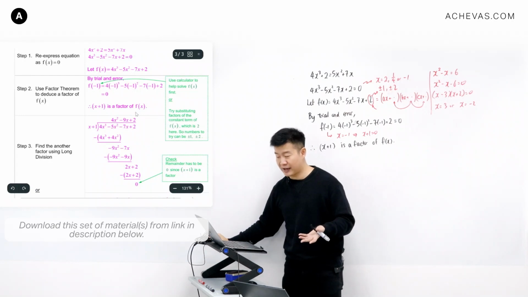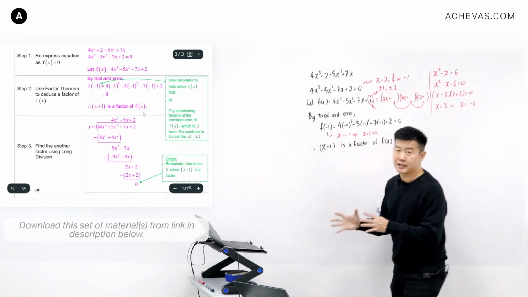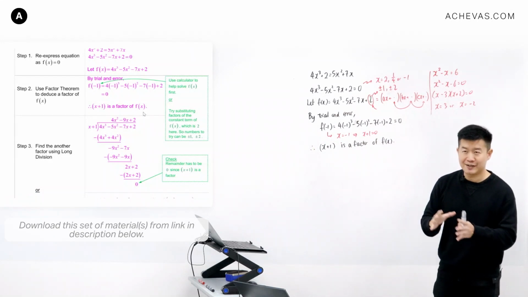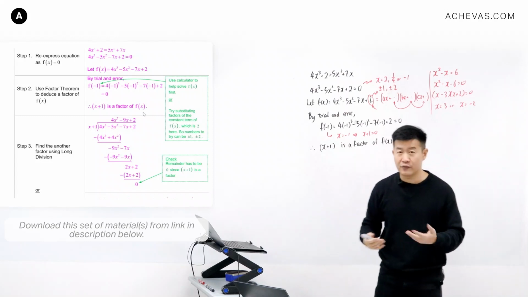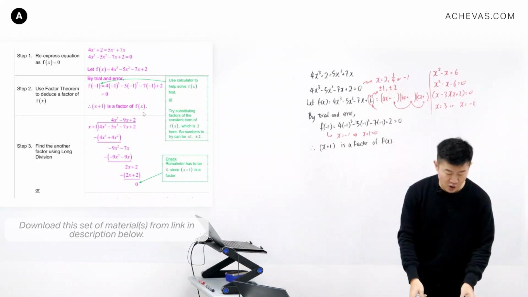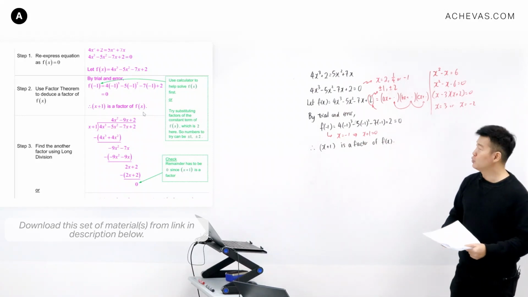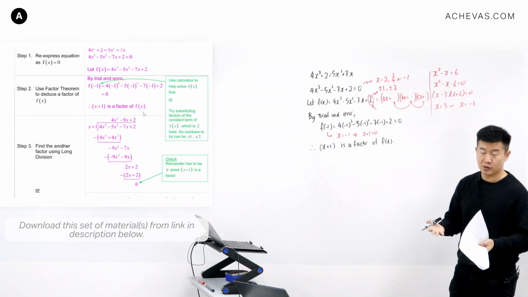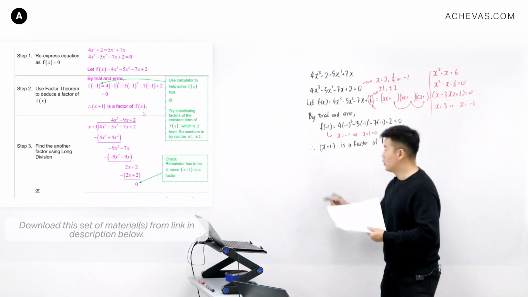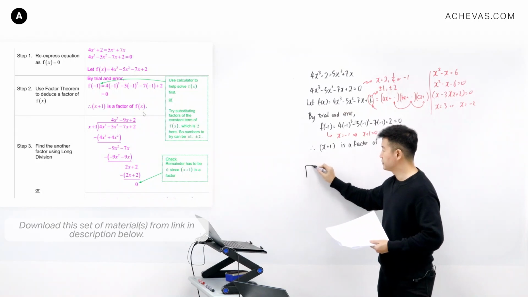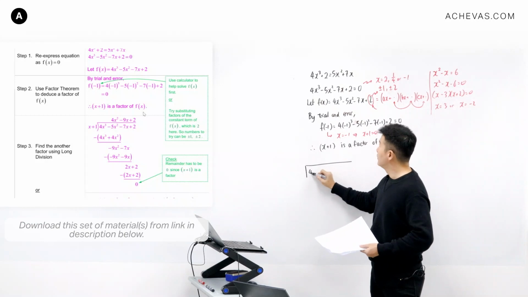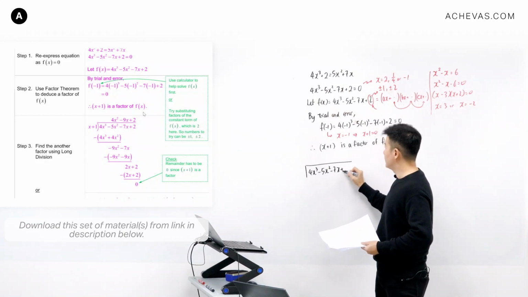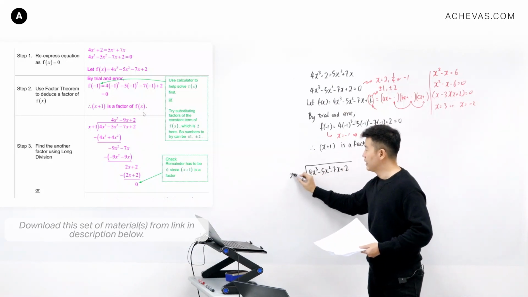So now we have a factor, and what we want to do next is to find the rest of the factors. Because it is to the power of 3, we are dealing with a polynomial with degree 3, degree 4, and so on, so the other factors are not going to be that straightforward. What I'm going to do next is a long division to get the other factor. In this case, I'm going to take this f(x), which is 4x to the power of 3 minus 5x squared minus 7x plus 2, and divide it by x plus 1.